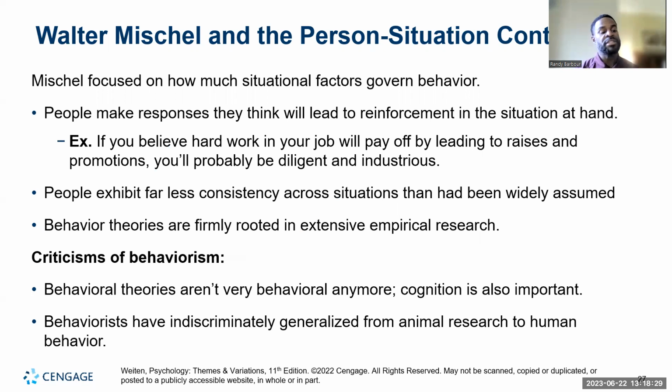So it kind of ties into the previous theory that we talked about, right? You're looking at the environment, you're looking at your self-efficacy as well to see, okay, what's going to lead me to a certain outcome, right? And do I have enough? Do I believe that I have enough ability to make it happen? Okay. What Walter Mischel was able to uncover, however, is that people exhibit far less consistency across situations than we had widely assumed, right? Depending on what type of situation you're in, depends on how you're going to behave.